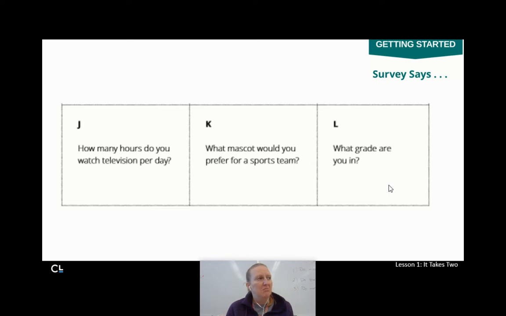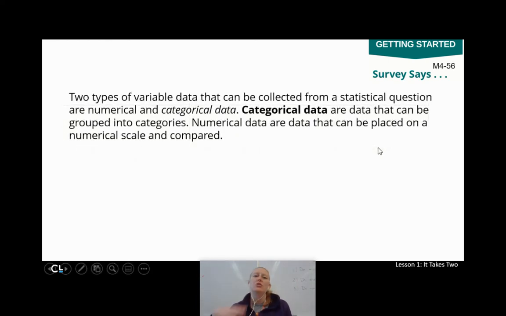Eagles, Bears, Bruins, Padres. What grade are you in? Also a numerical answer, right? 9, 10, 11, 12, that kind of a thing. Although this one's funny because I guess you could also consider it a category, like 9th graders and 10th graders and 11th graders and 12th graders. Just saying.